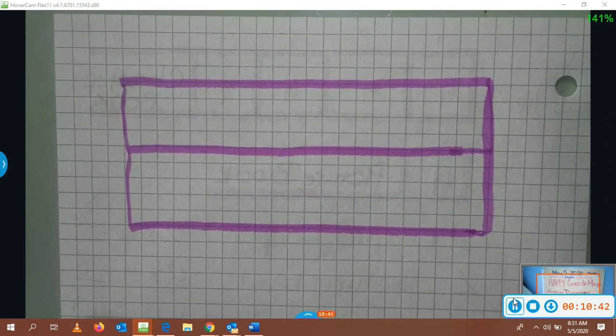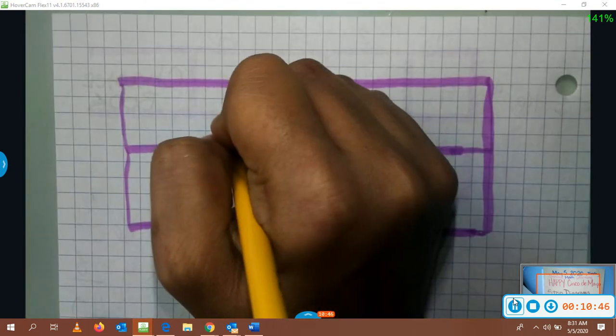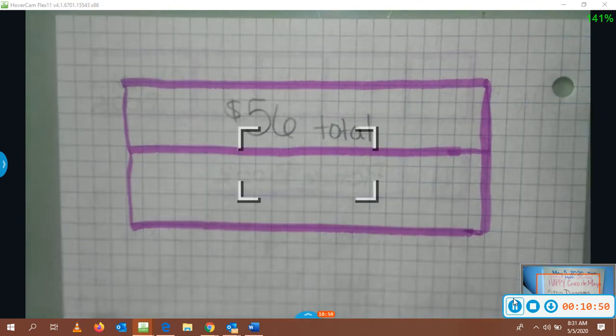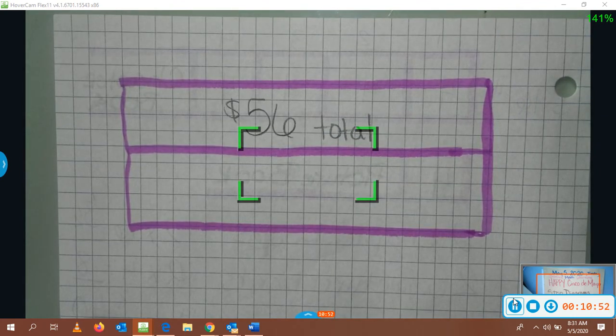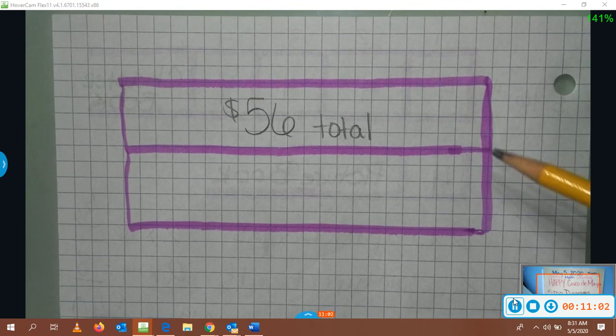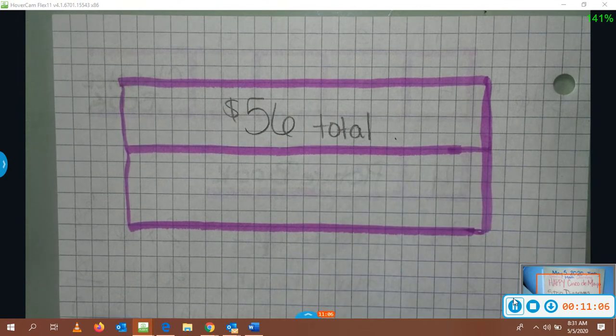So, the total of the purse is $56. So, I'm going to put $56 here. And that's going to be my total. Notice I'm labeling as well because I need to make sure when I go back to look at it, I'm writing the right things and I'm writing in the right blocks. Okay, so we know that the purse is $56. We know that she has $32.